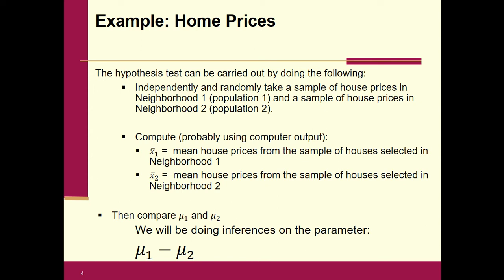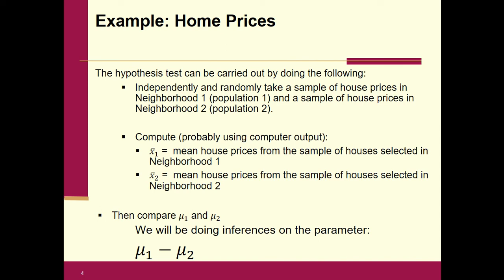Okay, so that means we're only going to make one confidence interval. We're only going to do one hypothesis test. And what is it going to be on? Mu1 minus mu2. And I'm going to keep on saying that over and over again to make sure that you got it. There's only one parameter here, mu1 minus mu2.